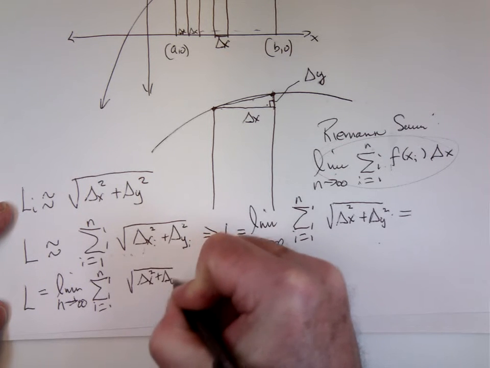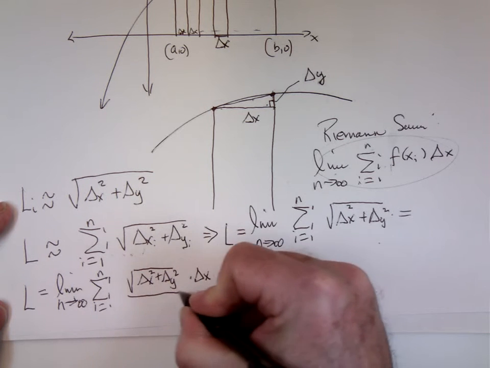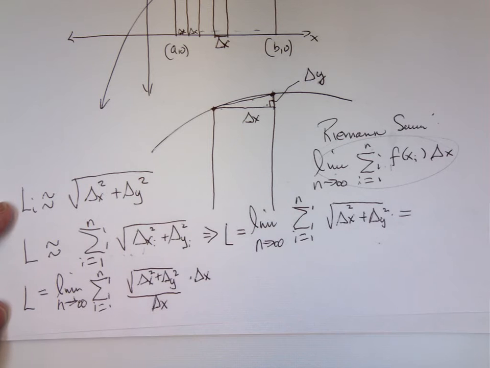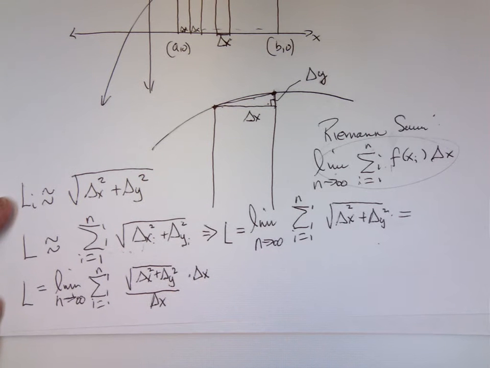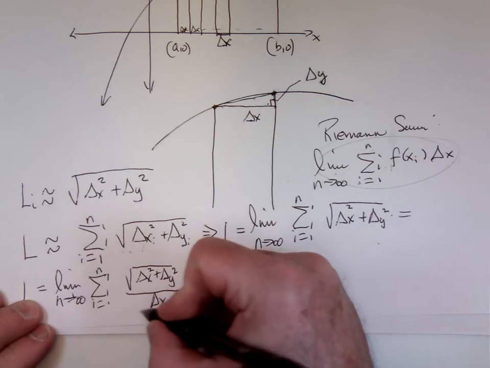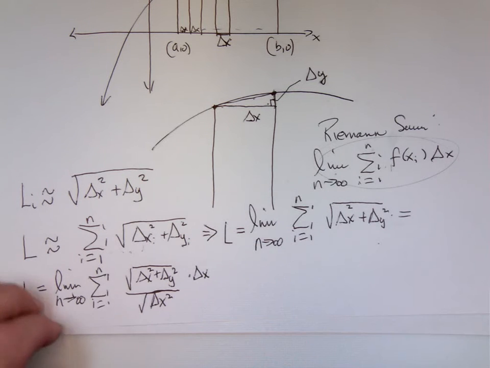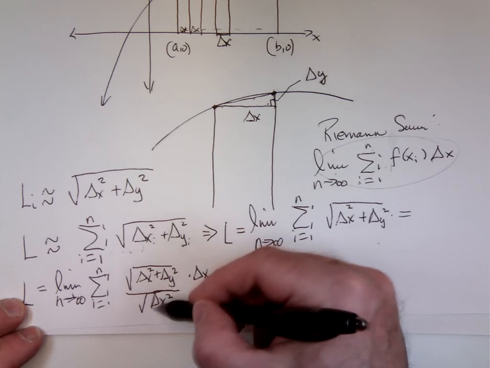I'm going to multiply and divide by a delta x. Now all I've done is multiply by 1, so that's legal. I can do such a thing. This delta x down here, I'm going to treat it as the square root of delta x squared. The square root of delta x squared is still delta x. Why do that? That enables me to combine these into one square root.